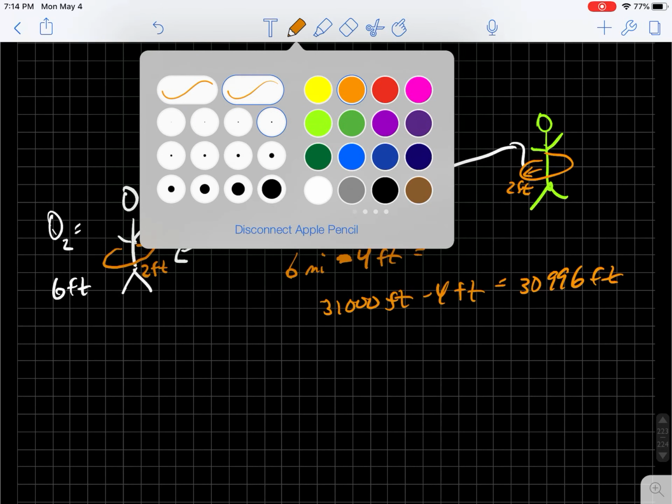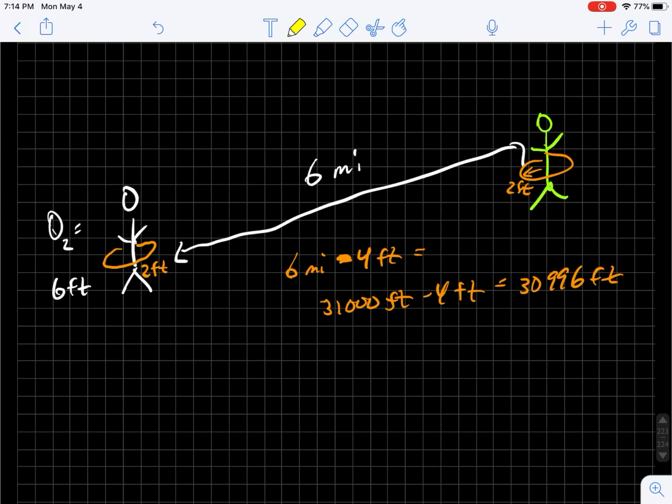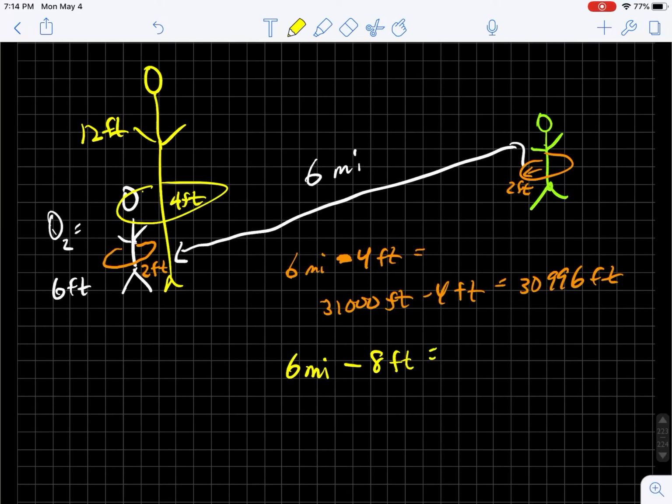So we decide we're going to double this particle and make a huge particle out of it. Let's say instead of 6 feet, let's make this guy 12 feet. All right, so now we got our 12-foot particle, and instead of having a radius of 2 feet, he now has a radius of 4 feet, which means that the particle on the other end also has a radius of 4 feet. So even though we've doubled the size of the particle, there's still 6 miles minus 2 radii, so 8 feet. You're still looking at 30,992 feet, which again is essentially 31,000 feet.